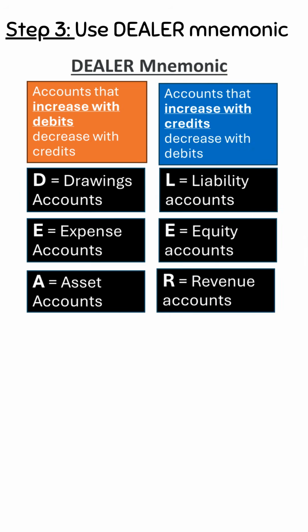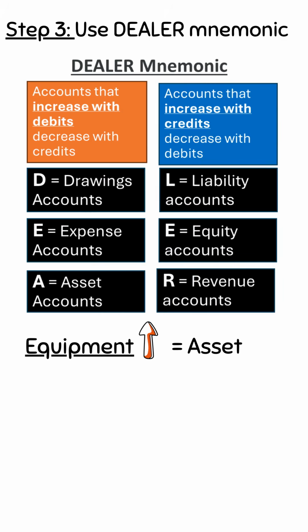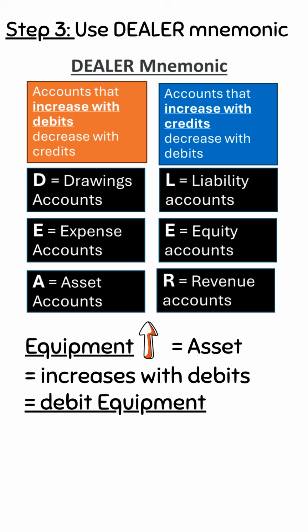Now, for our example, we said in step 1, the equipment increased, and in step 2, that it is an asset. Now, we find assets on the left-hand side of the dealer mnemonic, and the graph tells us that asset accounts increase with debits. Equipment increased. That means we have to debit equipment.